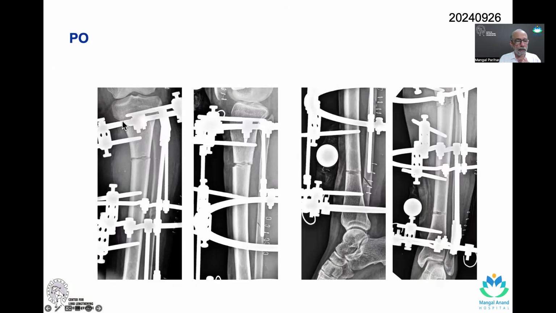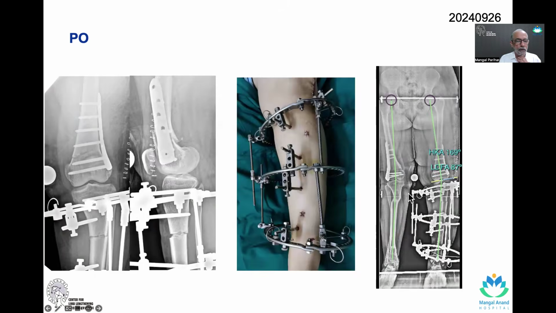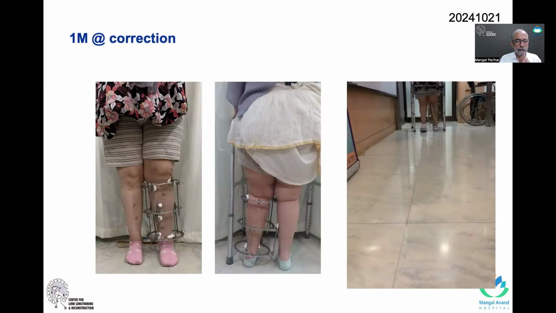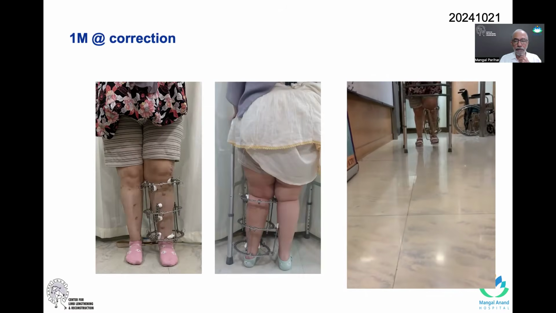So we put on the Ilizarov, same principles, proximal ring parallel to the joint line, distal ring parallel to the joint line over here, hinges both between ring 1 and ring 2, as well as ring 2 and ring 3, with gradual correction. On the extreme right, you see an X-ray which shows just prior to the beginning of correction. And this is 1 month after correction.